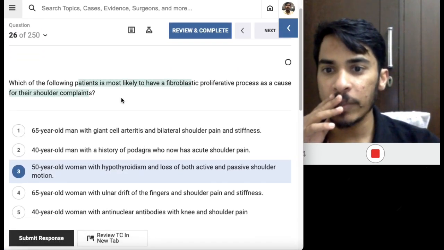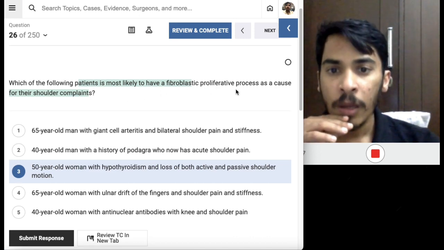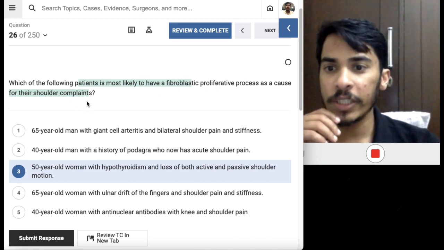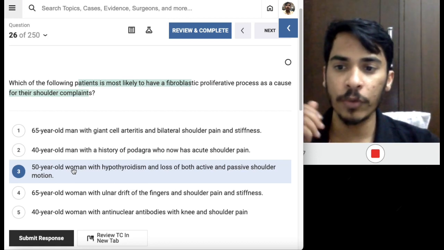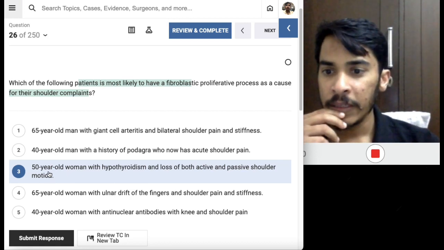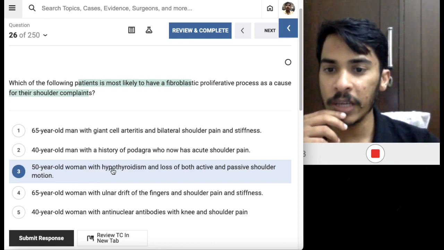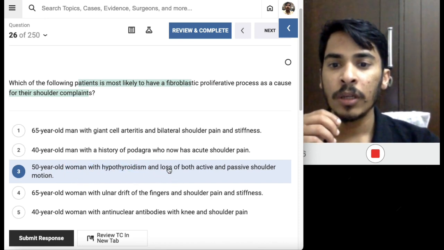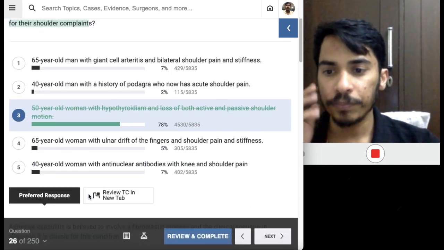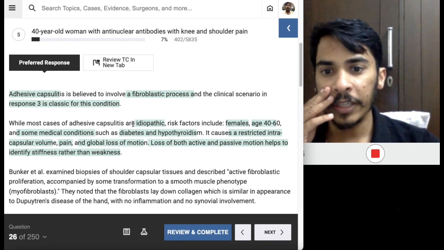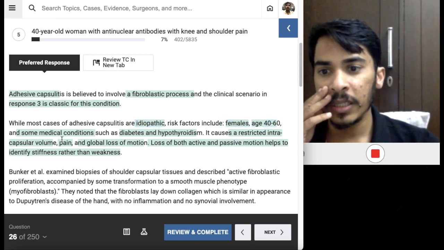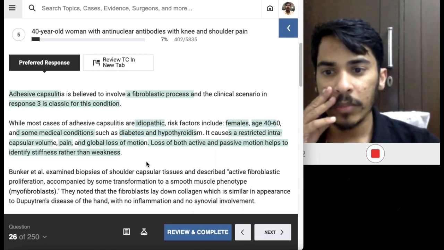Which of the following patients is most likely to have a fibroblastic proliferative process as a cause for their shoulder complaints? So it is definitely fibroblastic proliferation seen in frozen shoulder or adhesive capsulitis. It is most commonly seen in women. Hypothyroid. It will lead to loss of both active and passive motion. Adhesive capsulitis, fibroblastic process. This is idiopathic. Females 40 to 60. Diabetes, hypothyroidism, coronary artery disease.